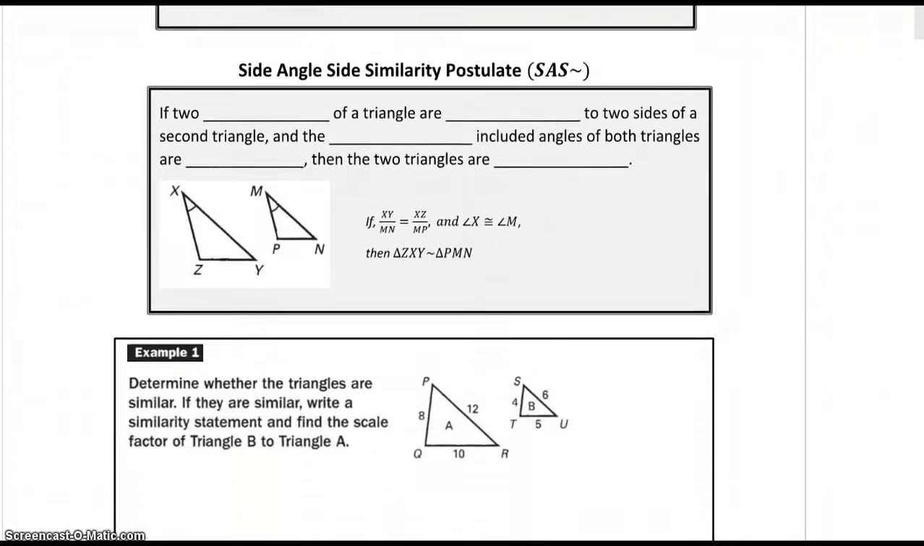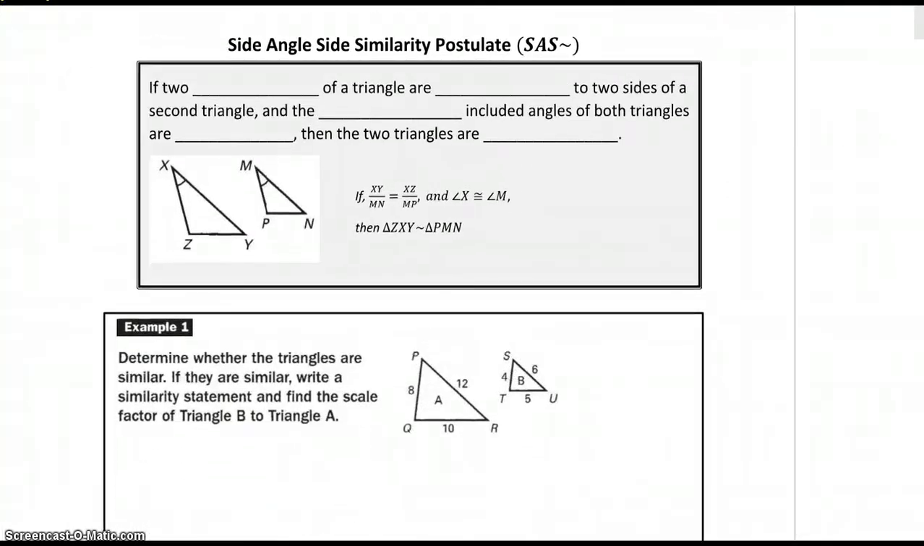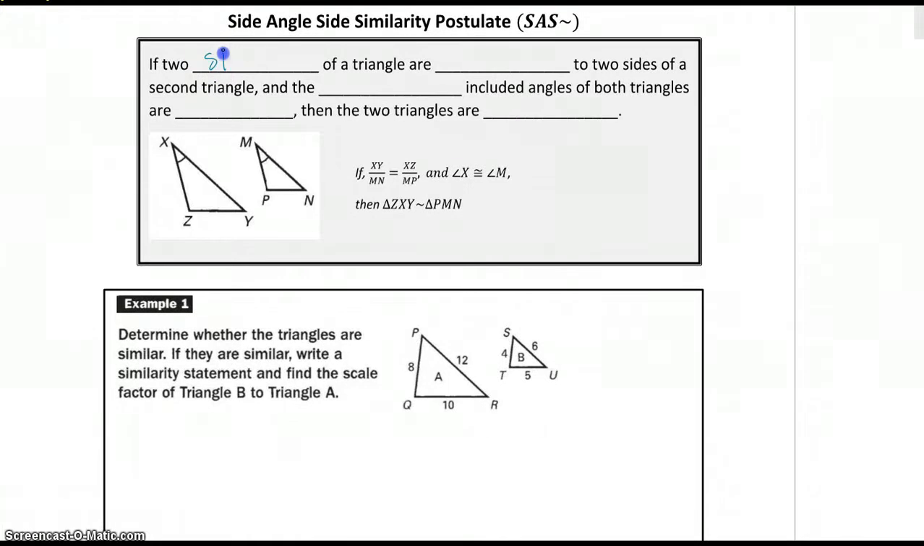And if it's the side-angle-side similarity postulate, so if two sides of a triangle are proportional to two sides of a second triangle, and the included angles of both triangles are congruent, then the triangles are similar. I don't think that this blank should be here, so don't worry about that. So what basically needs to happen is you need to have two pairs of sides that are proportional, and then the angle between them congruent.